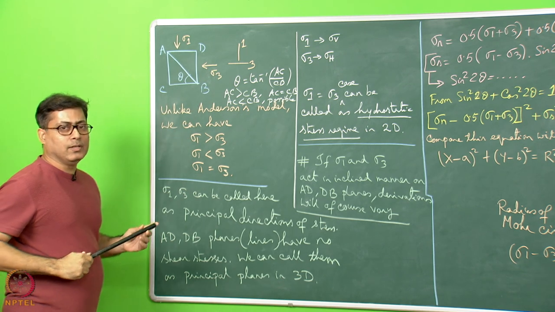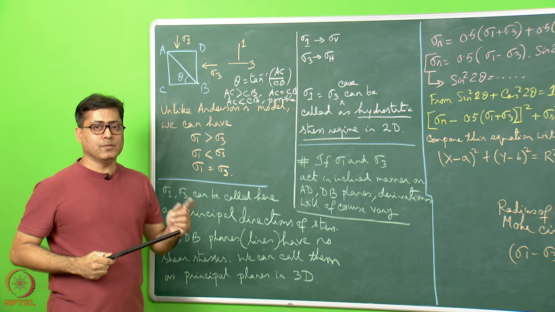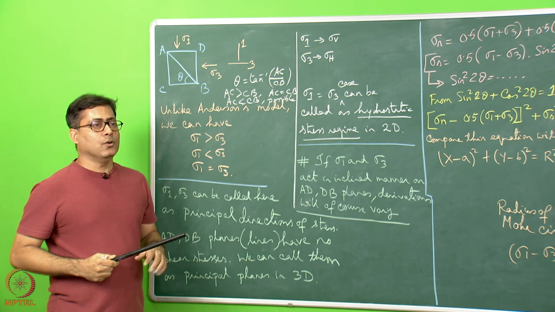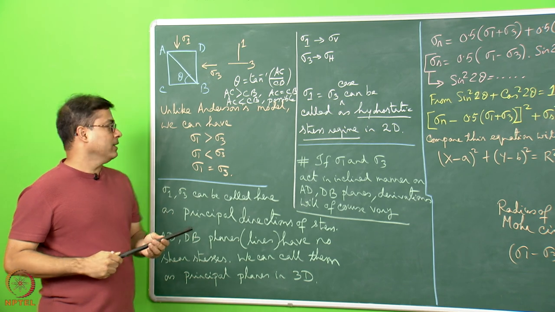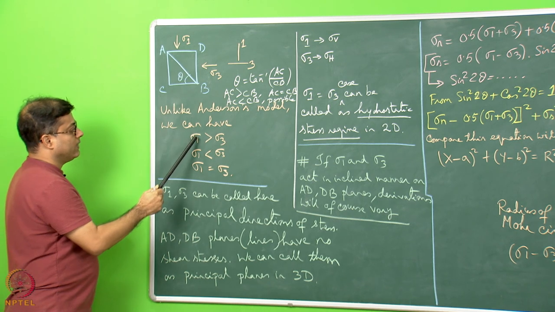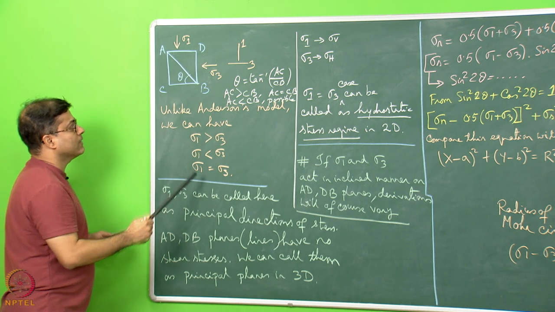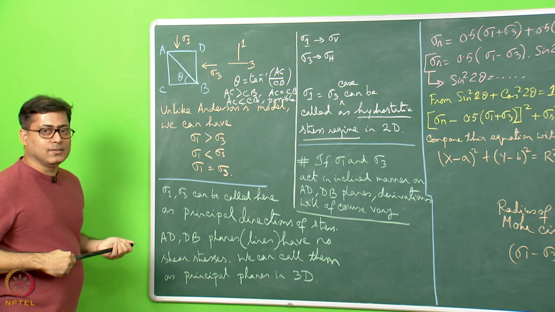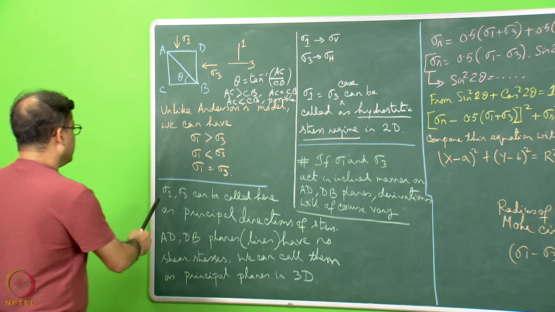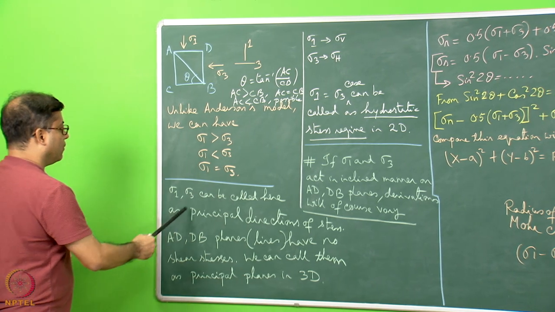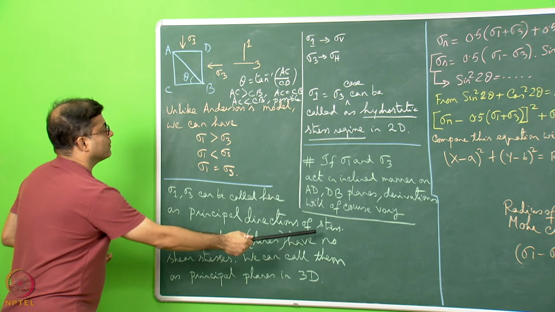In Anderson's model, we will say that sigma 1 is more than or equal to sigma 3, or in some books it is given in another way. But we have to remember that all these three cases can be well explained in the Mohr circle situation. And sigma 1 and sigma 3 can be called here the principal directions of stress.